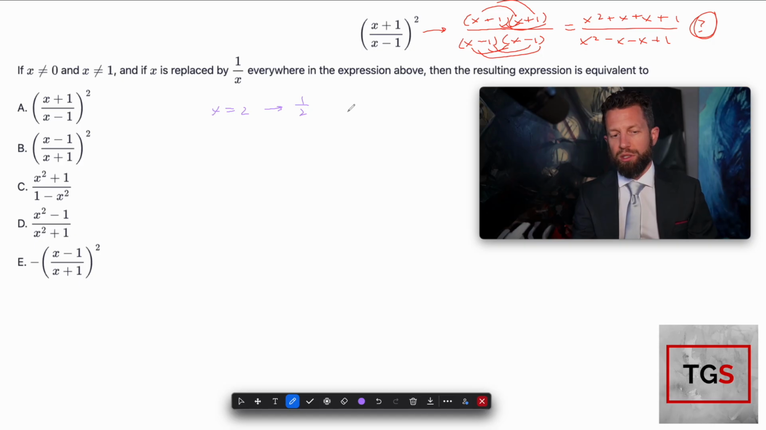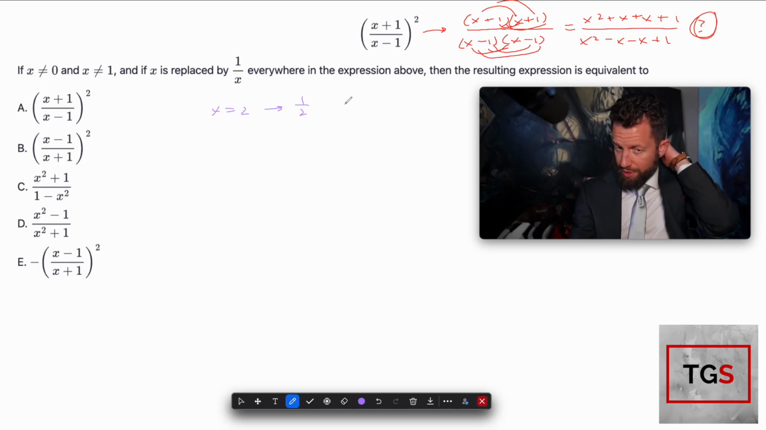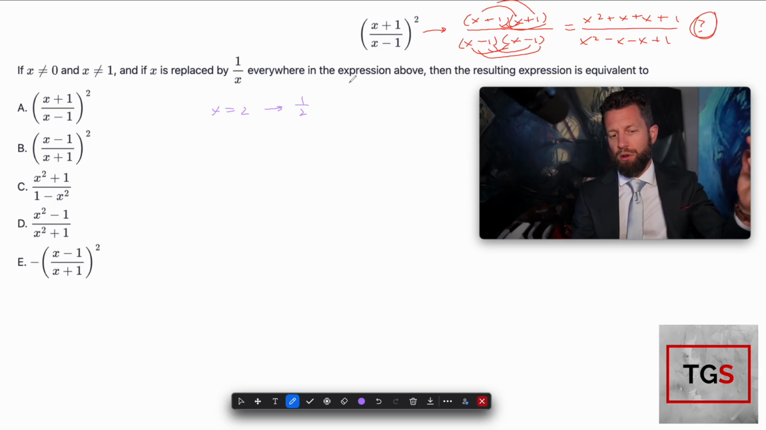C is x squared plus 1. So that's going to be 4 plus 1. That's 5 on top. Over 1 minus x squared. That's negative 3 on the bottom. Obviously that's not going to be 9. D is x squared minus 1 on top. That's 3. And then on the bottom, I have x squared plus 1. That's 5. 3 over 5 is definitely not 9. And then the last one's negative. So no matter what I do, E is going to be negative, so there's no way that's going to equal positive 9. So where does that get me? Gets me to A.